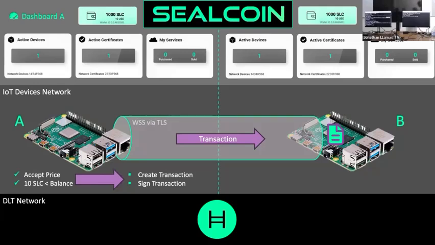So I enter the recipient wallet ID, the wallet ID of device B. I enter the price. And then here I created a transaction. The transaction has been signed with the Vault, and this signed transaction has been sent to device B.